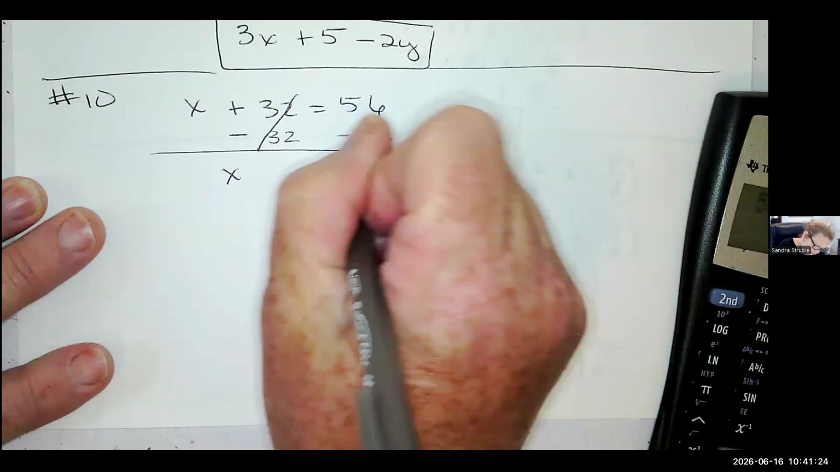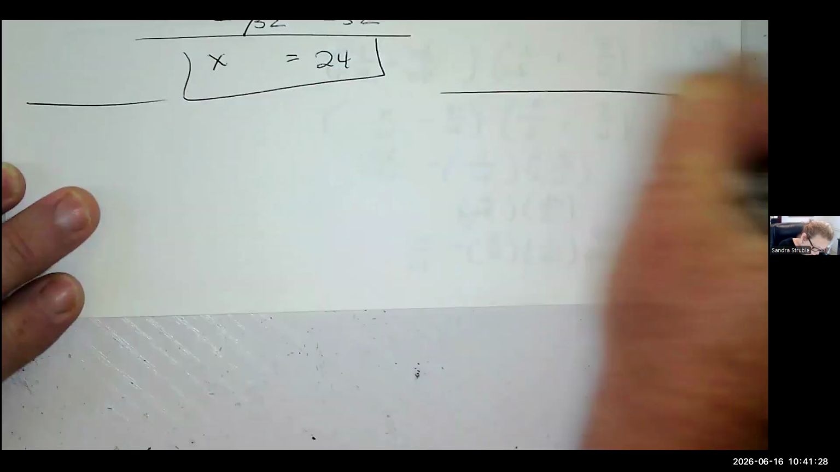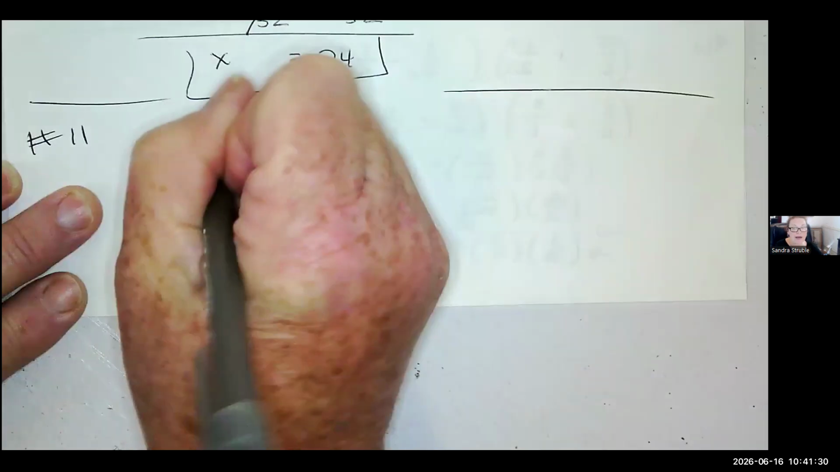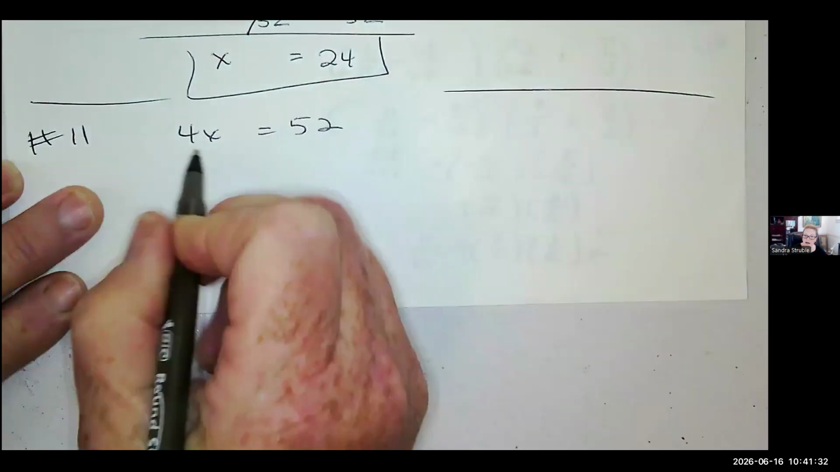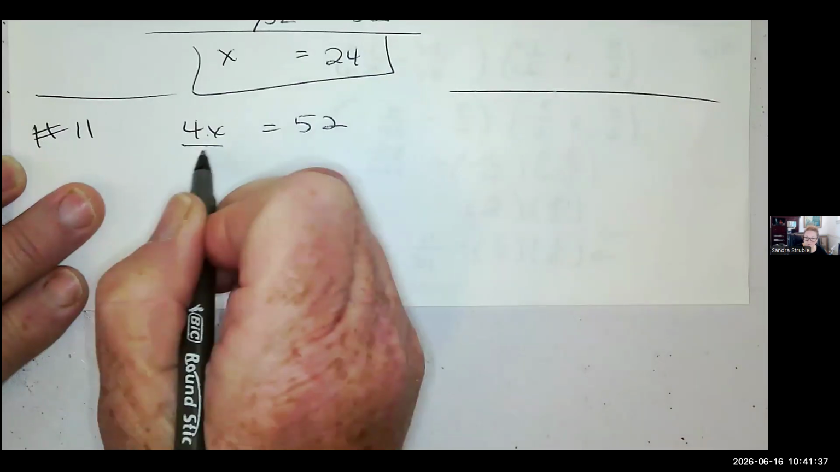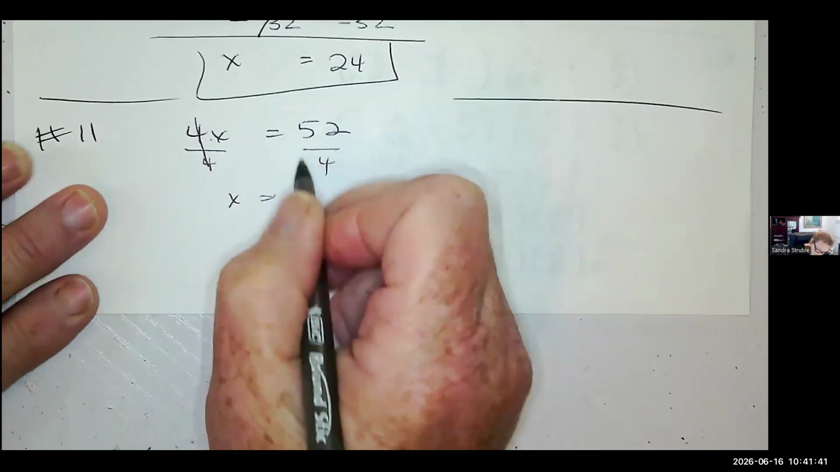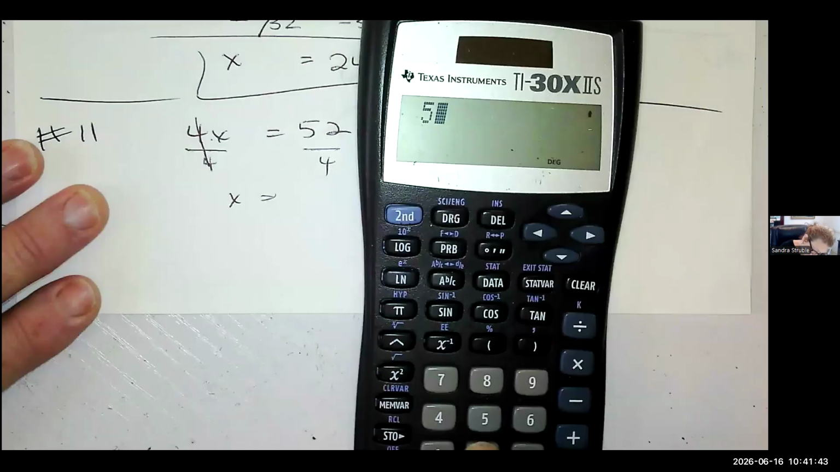All right, the next one. 4x equals 52. Who's attached to x and how? 4 is attached by multiplication. Opposite of multiplication is division. Divide both sides by 4. 4 divided by 4 is 1, so that's gone. 52 divided by 4 is 13.